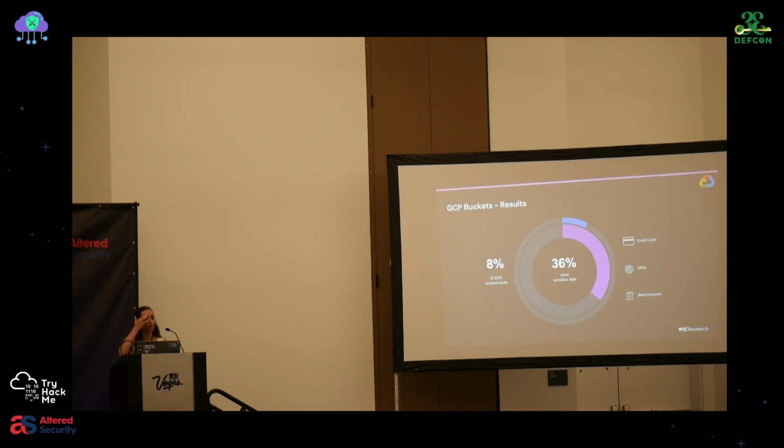Now let's go over the results. This is for the GCP bucket scanning that we did. We actually saw that 8% of GCP environments had this misconfiguration of all authenticated users. So we don't know if it's by design or not, but okay. But more than that, 36% of those buckets had actually stored sensitive data. So we found credit card numbers, social security numbers, and bank accounts. And that's probably not desired by the developers.